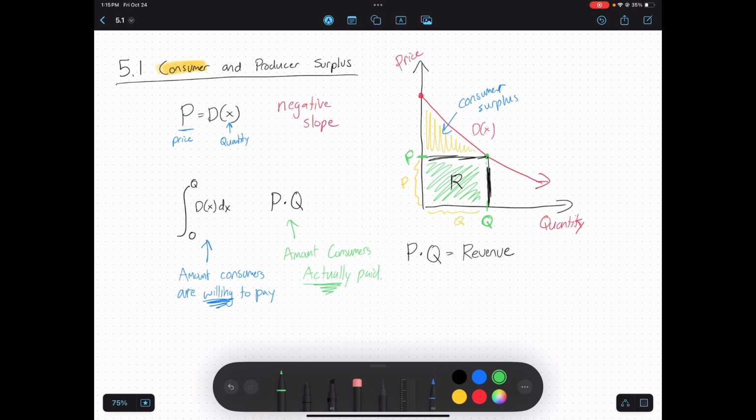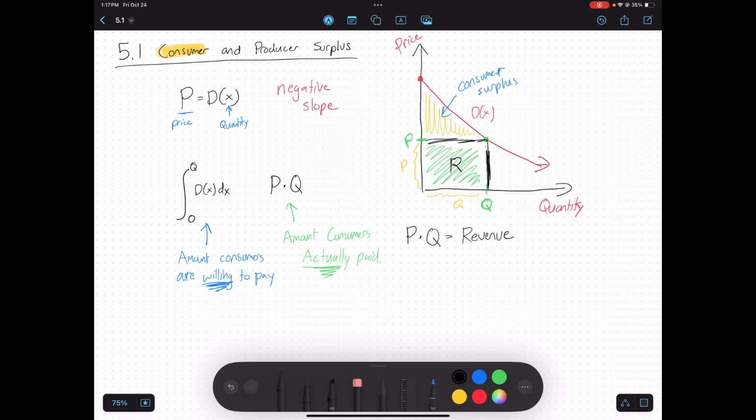And that's a good thing because that is what creates customer satisfaction. They feel like they're getting a good deal. By using integration, that actually becomes measurable. The bigger the leftover area, the more satisfied customers are going to feel. The smaller the leftover area, the less satisfied they're going to feel. So we can measure that just by finding the area under the curve minus that rectangle value. And this gives me what's called consumer surplus.